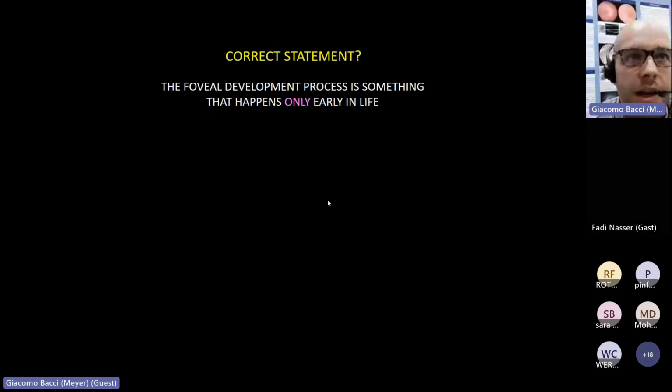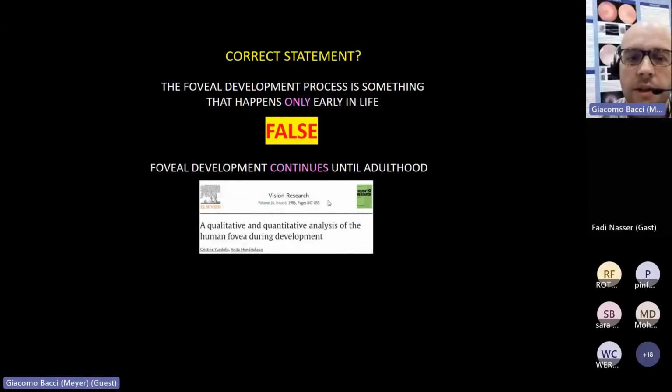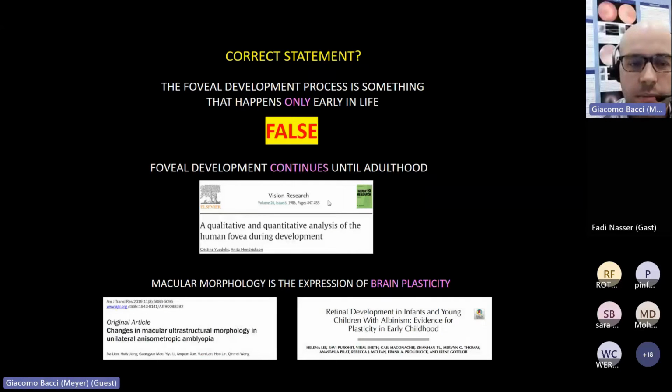And in our mind, as clinicians, we think the foveal development is actually something that is happening only early in life. But actually, the increasing knowledge about this allows us to say that it's a false statement because, as we said before, the foveal development continues at least until childhood, but also until adulthood. And actually, the macular morphology is a real expression of the brain plasticity.